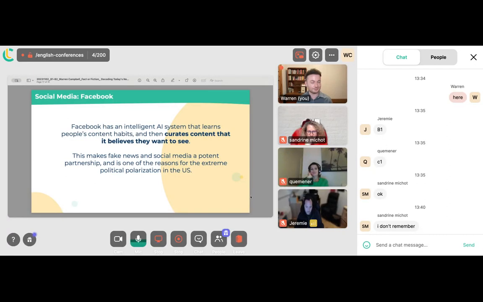Now, a bit of background information. Facebook has an intelligent AI system. What it does is it learns people's content habits. And then from there, it curates content that it believes you as the user want to see.